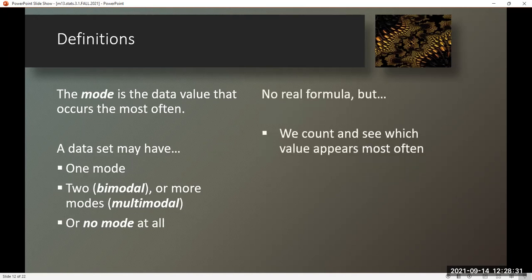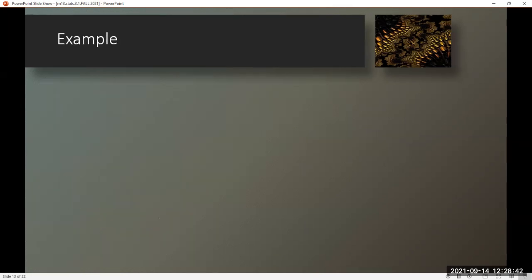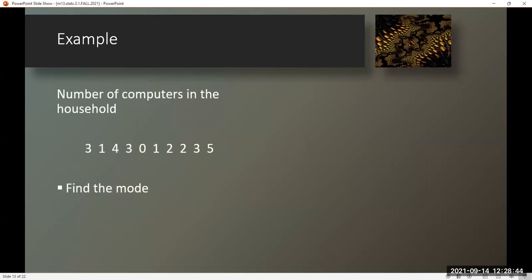There's no real formula here either, but we count and we see which value appears the most often. It's like a vote in an election. Here's an example. We have the number of computers in a household. We have a fairly large sample there. We want to find the mode. I note that the number 3 appears more often than any of the other numbers. Therefore, the mode of this sample is equal to 3.